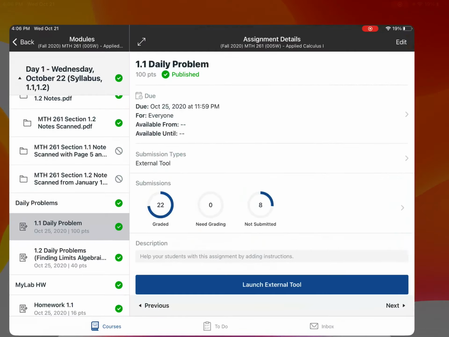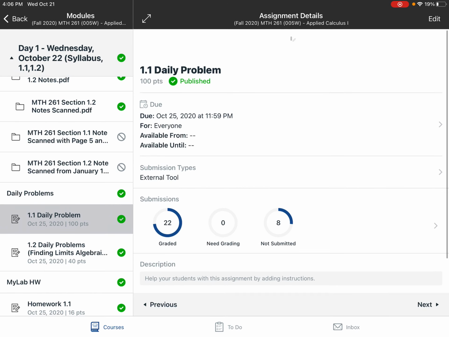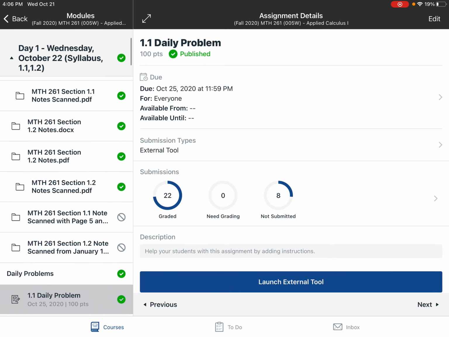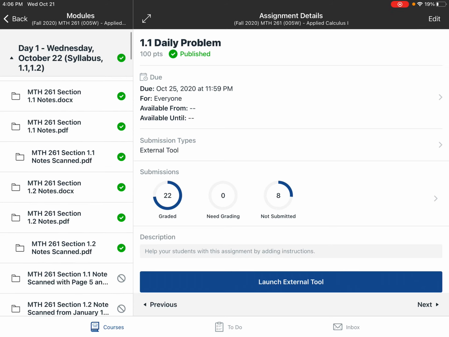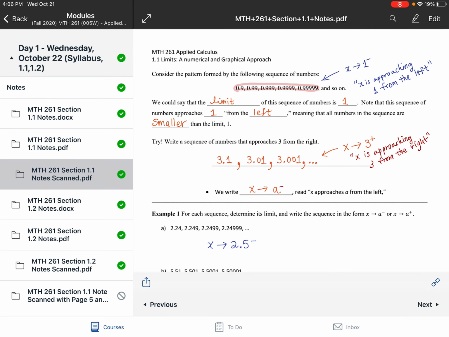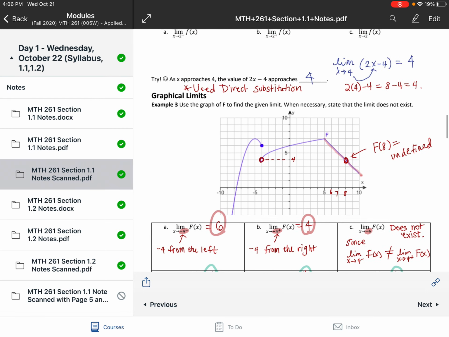In this video, I'm going to go over 1.1 daily problem. This is for my Math 261 Applied Calculus 1 class. The notes from today, section 1.1 and half of 1.2 that I scanned are posted on Canvas for you if you miss any parts of it. So you can look at those too for more resources.